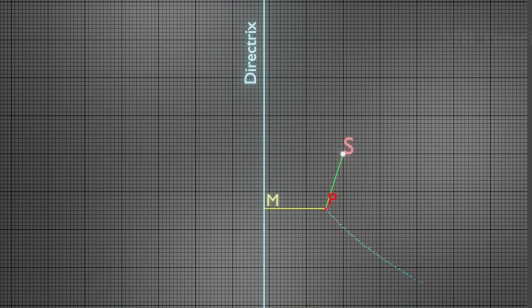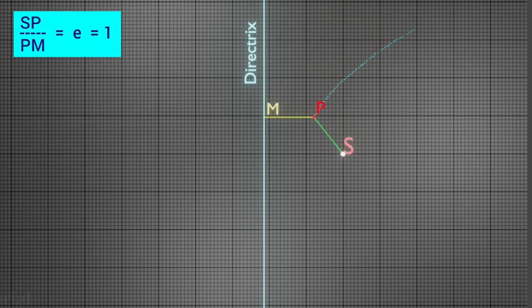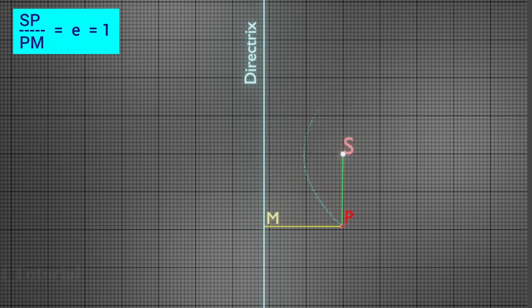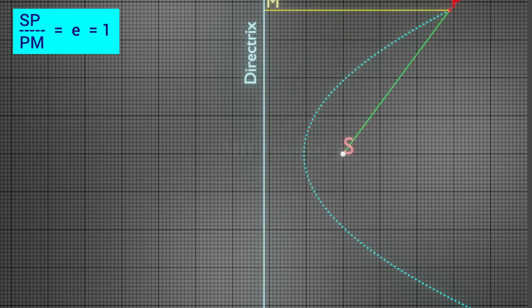Now, allow point P to move in another style. This time, it keeps the ratio, SP by PM, fixed, and equals to 1. This trajectory is a parabola. Thus, parabola is a conic, whose eccentricity is exactly 1.